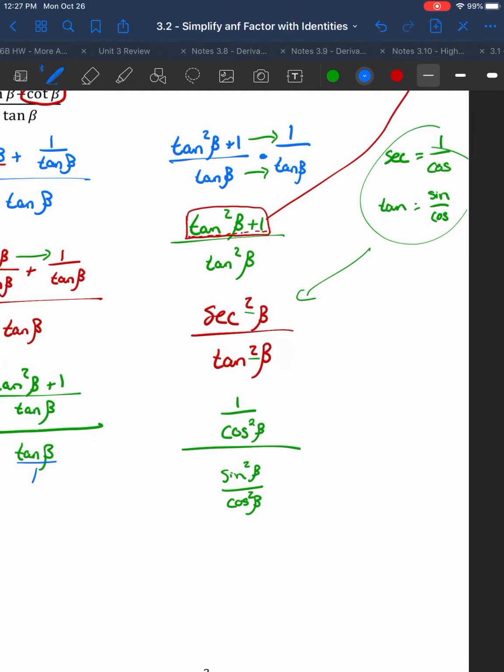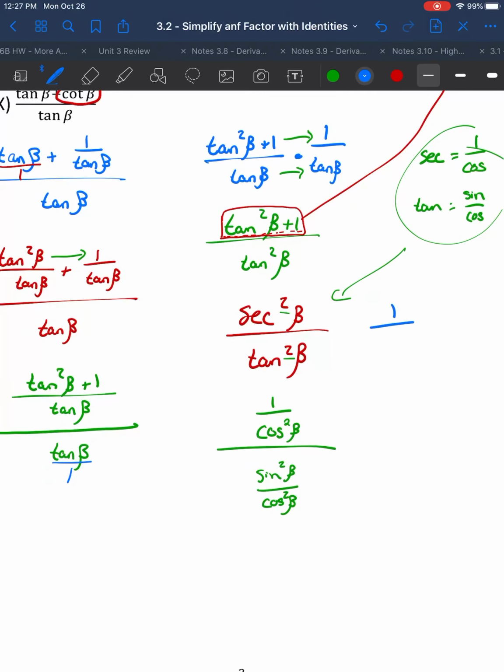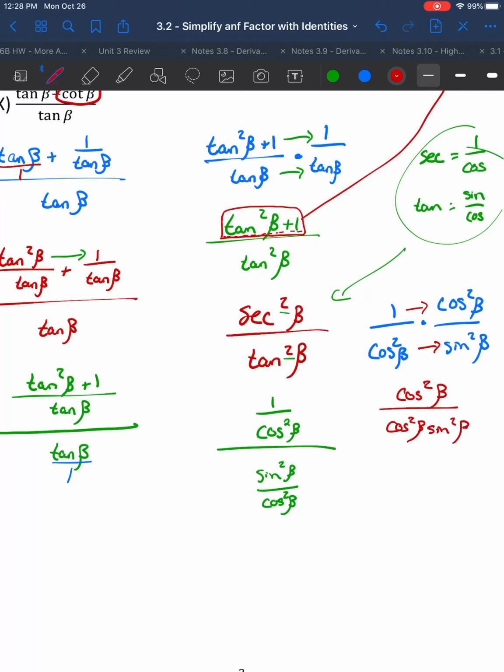Now I've got fractions divided by fractions again. I'm going to keep my numerator times the reciprocal of my denominator. We multiply straight across. Hey, look, cosine squareds will cancel. I'm left with 1 over sine squared beta. I know what 1 over sine is. 1 over sine is cosecant, but since this is squared, my answer will be cosecant squared.